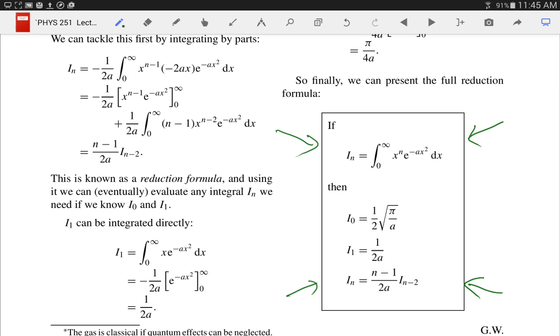So if I was going to do I3, it'd be 3 minus 1 over 2a, no, it's 2 over 2a, 1 over a, times I1. So we can use this to solve all of our integrals as long as we have an integer power for that x. Now in our case, it's not truly x, it's going to be v, but that's just a name, right? It's just a name that we give to a variable. We don't care what the name is so much as we care about having the form.